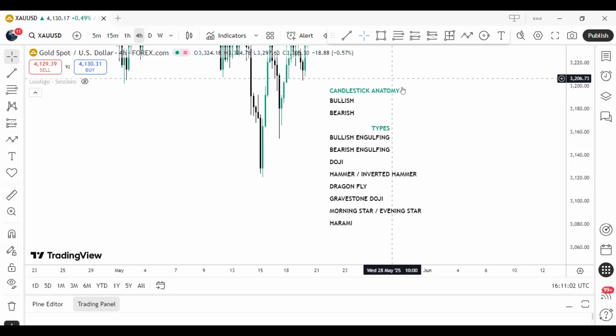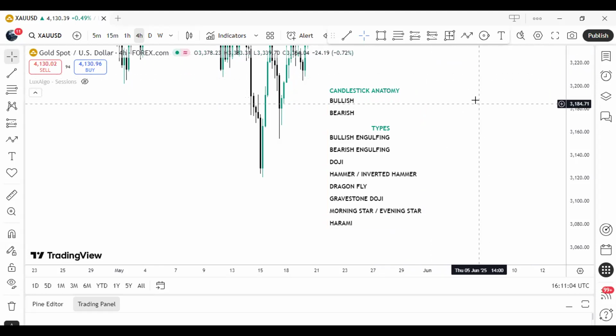So this is candlestick anatomy. We are going to be explaining the bullish and the bearish candle and also types of candlesticks. We have the bullish engulfing, the bearish engulfing, the doji, the hammer and inverted hammer, the dragonfly, the gravestone doji, the morning star and evening star, and we also have the Harami candlesticks.